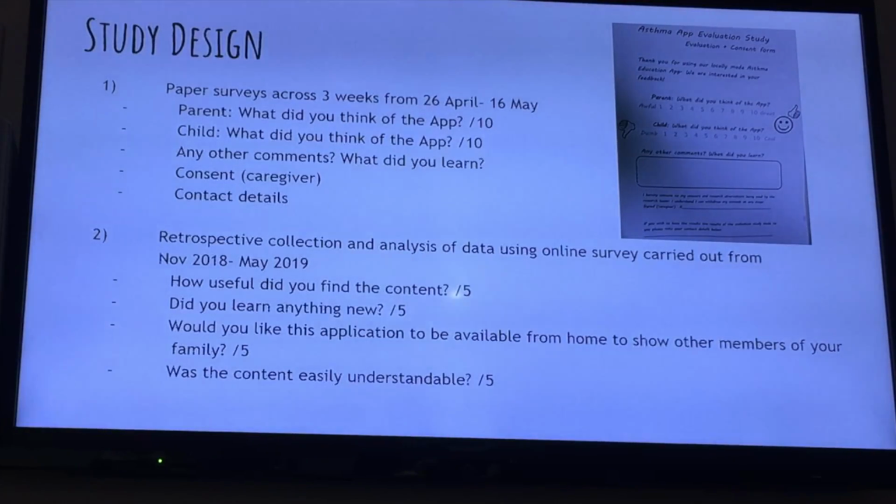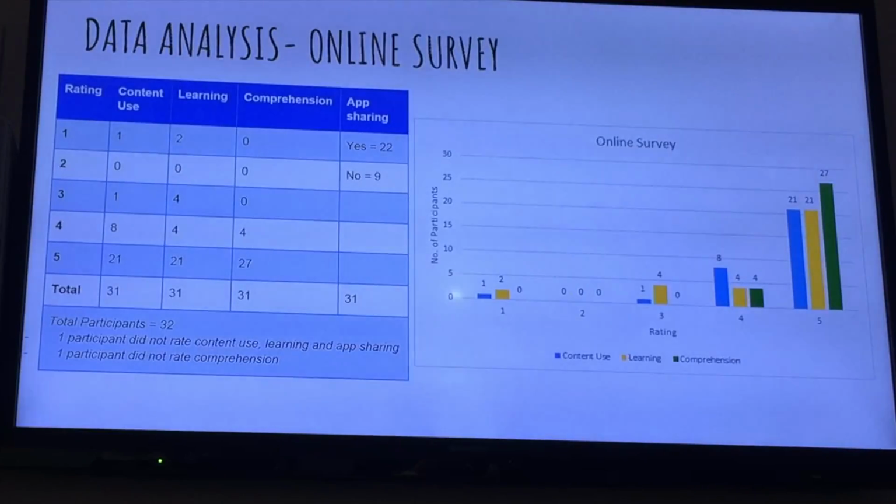So how useful do you find the content? Do you learn anything new? Would you like this application to be available from home to share with others? And was the content easily understandable? So the next slide, I'll be talking about the data analysis of the online survey.